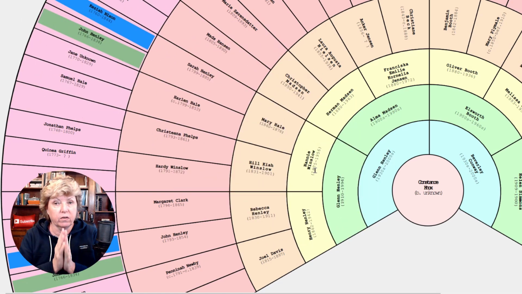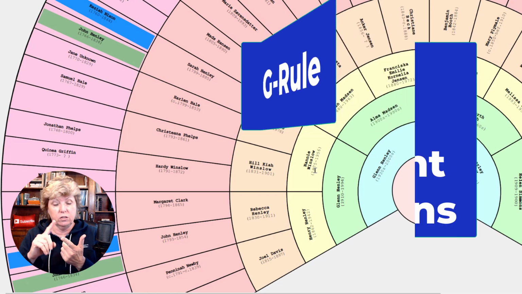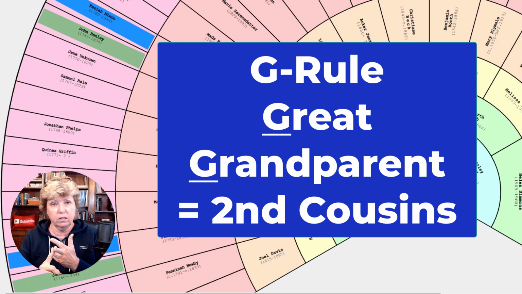Okay, so they're great-grandchildren. So the G rule, if you've not seen one of my other episodes where I talk about the G rule, this is a quick and dirty way I figured out just so I could remember when I was looking at DNA cousins, and I'm going, okay, that's a second cousin. How do I remember quickly what the common ancestor might be? Count the G's. Great and grandparent are 2 G's.